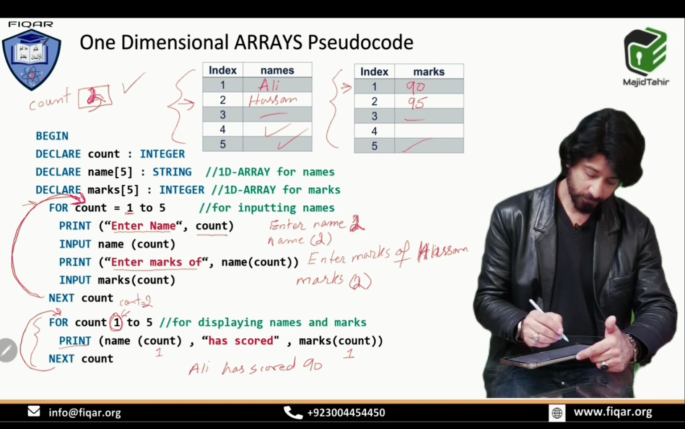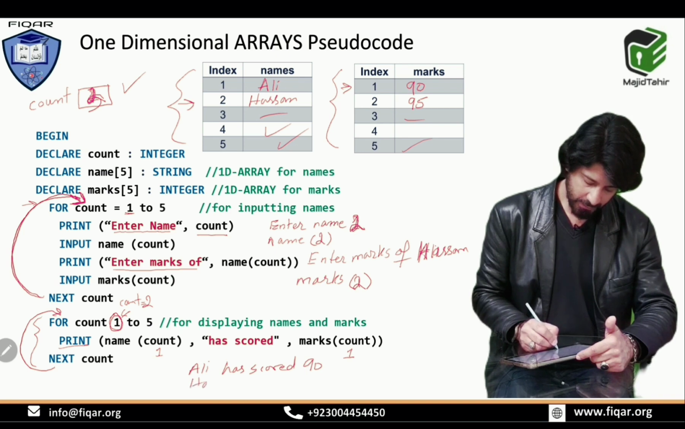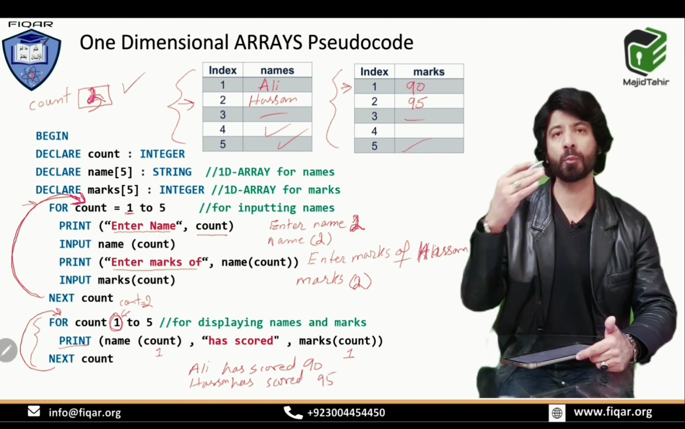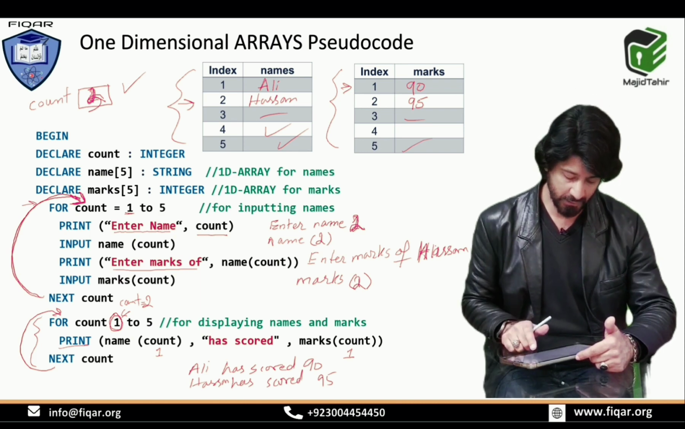We are on the second slot. It says Hassan has scored 95. Loop goes back again, third slot, loop goes back again, fourth slot, loop goes back again, fifth slot, all will be printed.